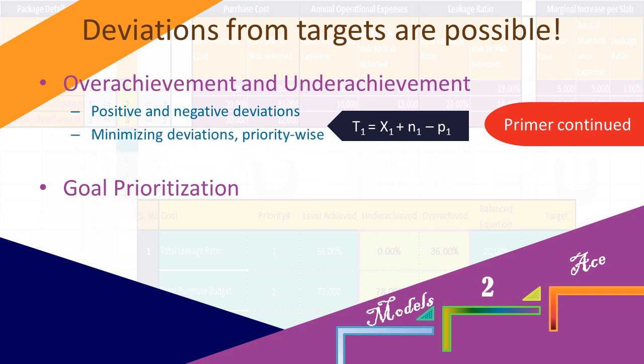Based on the nature of the goal, that is, whether it takes us in the direction of our objectives or away from it, we decide to minimize either N1 or P1. For example, if T is total capital expenditure, we would aim to minimize the overachievement P1. So, we have a pecking order of constraints and goals.